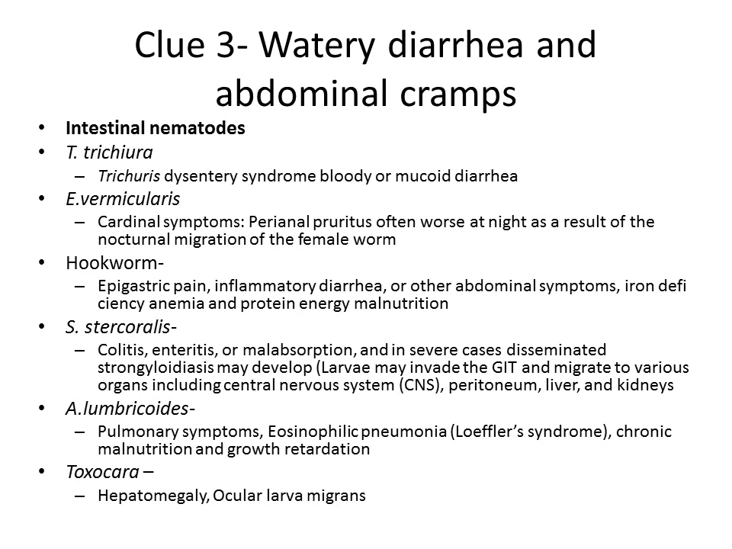Strongyloides produces colitis and malabsorption, and at the same time the larval stage migrates to other parts of the body and produces other symptoms in parts like the CNS, liver and kidney. Ascaris species produce pulmonary symptoms and eosinophilic pneumonia. At the same time, chronic malnutrition and growth retardation can also be observed in children. Toxocara produces hepatomegaly and ocular larval migration.